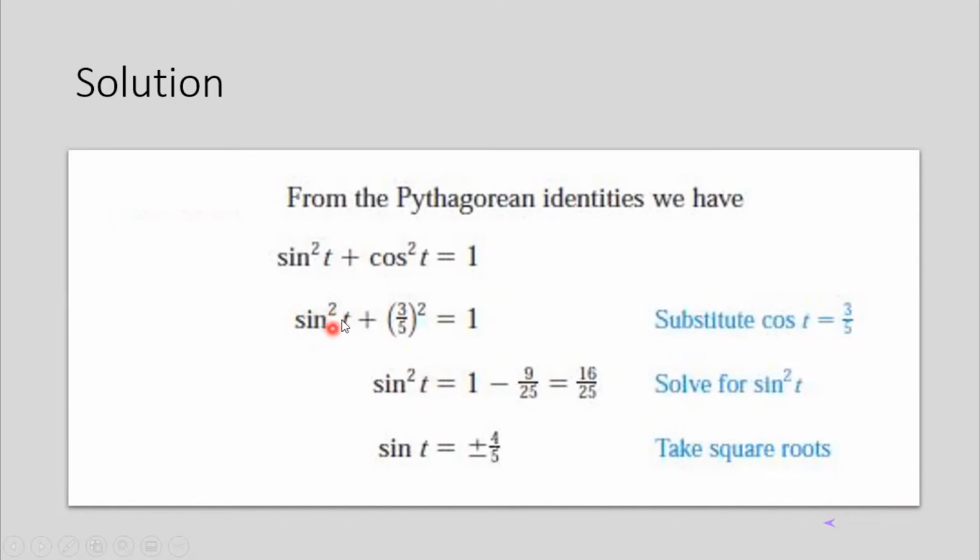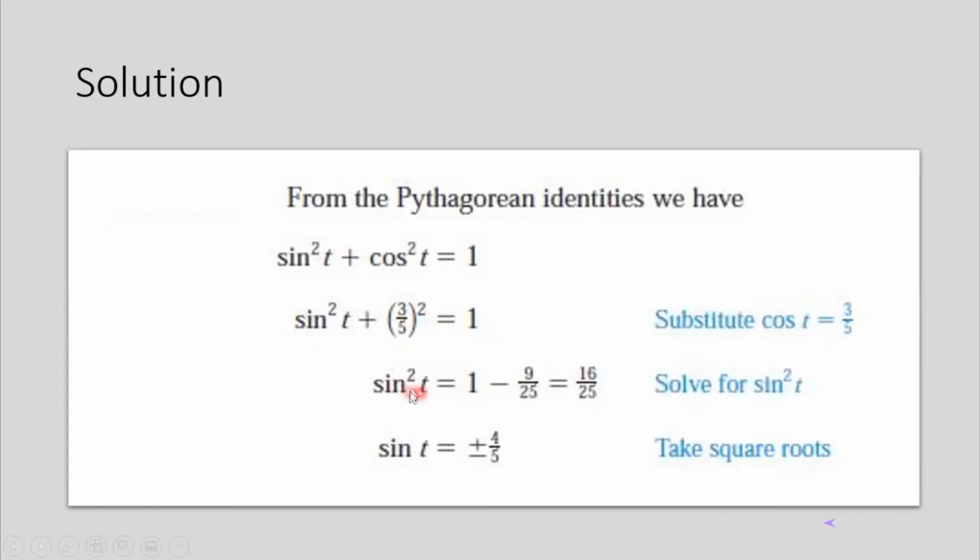So we have sine squared t plus (3/5) squared. This is 9 over 25, right? So sine squared t equals 1 minus 9 over 25. Okay, you combine like terms, you combine all the constants. So we have sine squared t is equal to 16 over 25.